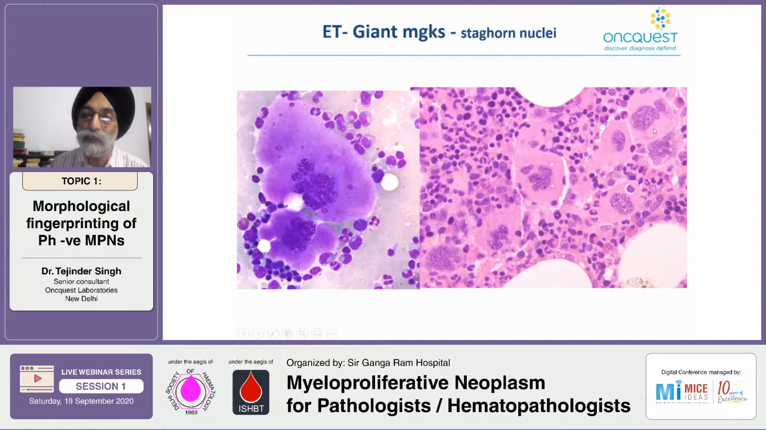And these are the loose clusters of megakaryocytes, which show staghorn type of nuclei. This is one megakaryocyte which is showing emperipolesis.